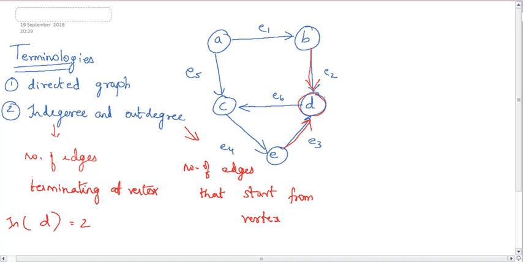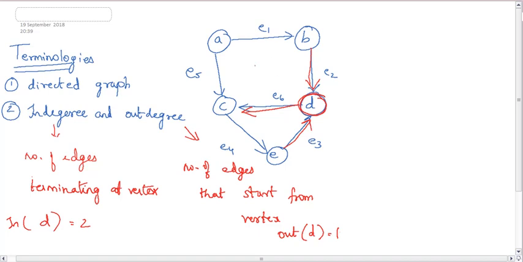Again, the same example, I'll take D. If you see from D, how many edges start from D? Nothing but only one edge, it is E6. Therefore, the out degree of the vertex D would be 1. You can calculate the in degree and out degree of any vertex in the graph.